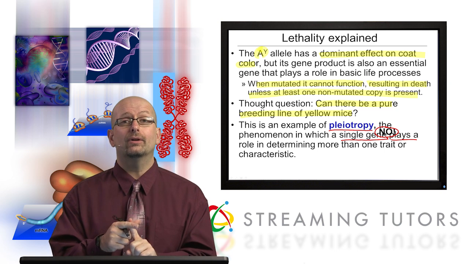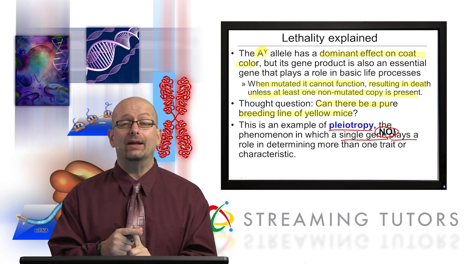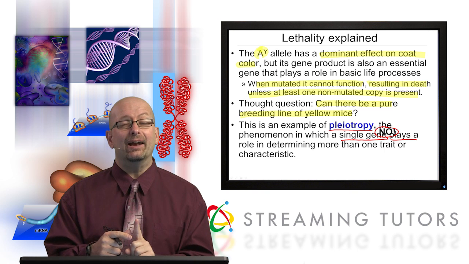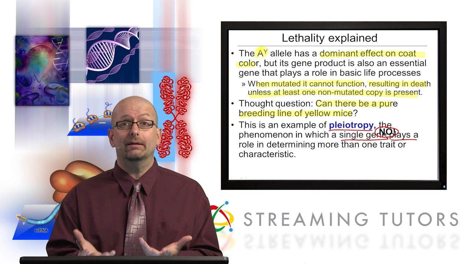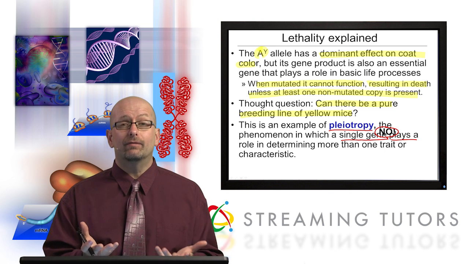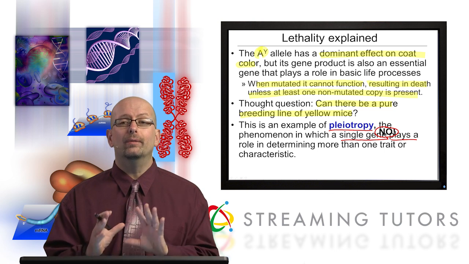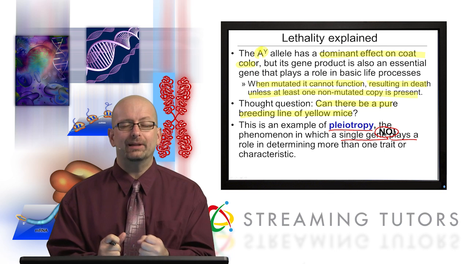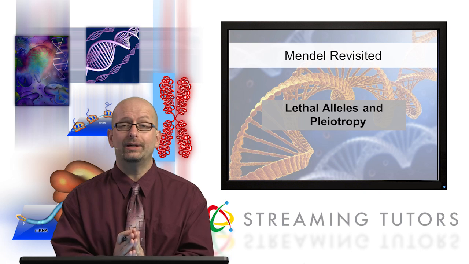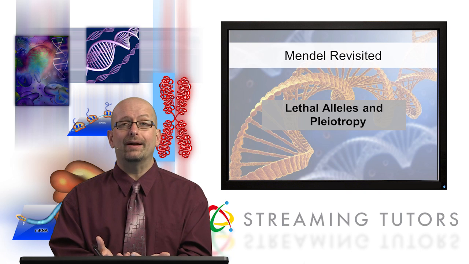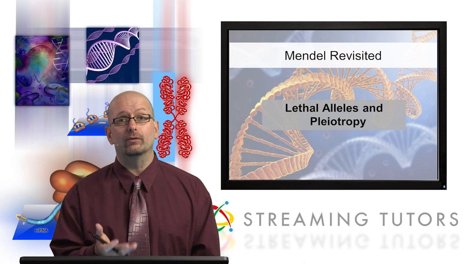So what I mean is this AY allele has both an effect on the coat color, and it has an effect on whether you're able to live or die for some other fundamental reason. So this is how I wanted to get pleiotropy in there, but as a general term, it means when you have one gene that's having multiple effects on different traits around an organism.